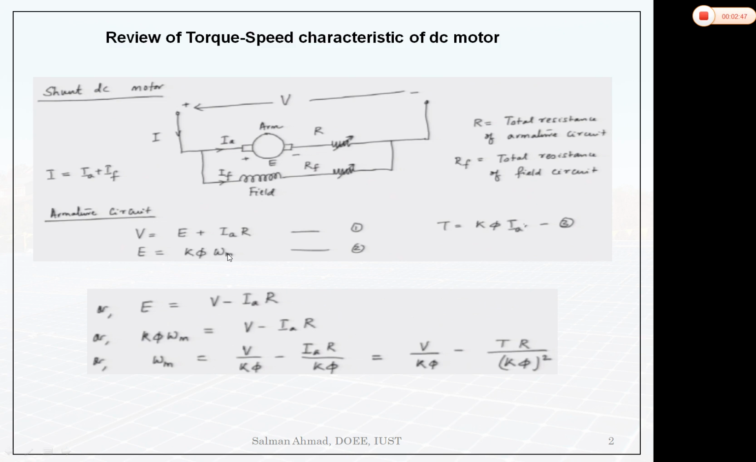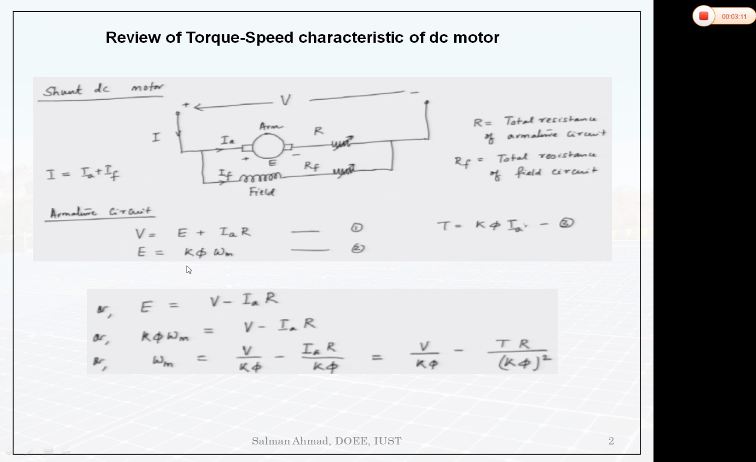Similarly, we can write the third equation. The torque developed by the DC shunt motor is K phi Ia. The product of flux and armature circuit current will be proportional to the torque. So we have three basic equations from this circuit.